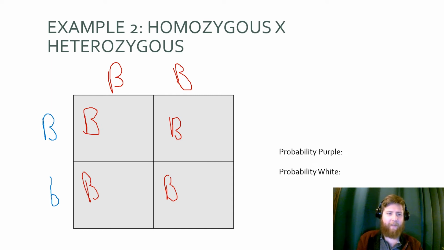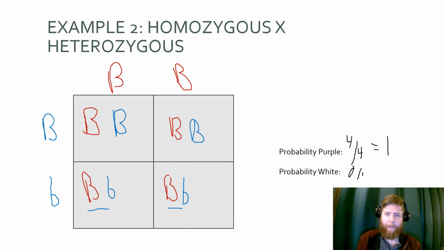You take this big B over, and you take this little b, excuse me, little big B. You take this little b over too. This one. Now we have some heterozygotes, but we still have 4 out of 4 purple, or 1, or 100%, and 0 out of 4 white, or 0%.